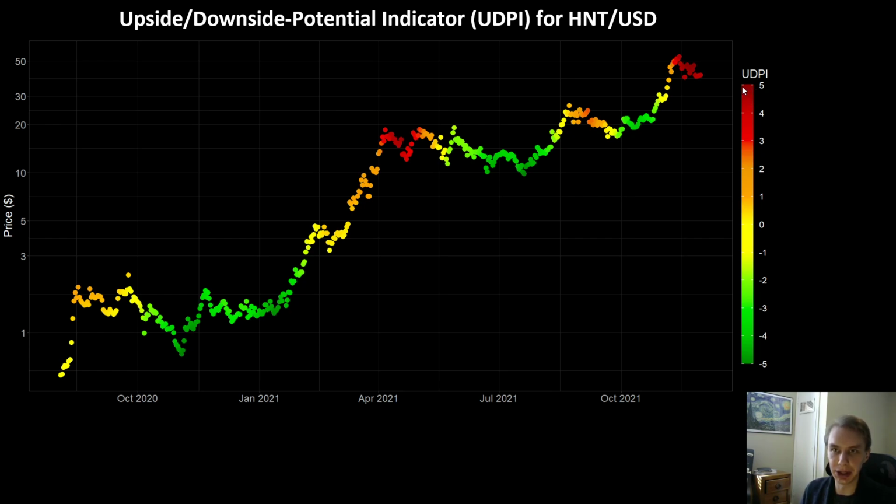A score of 5 means high risk. That's when the upside potential is low, downside potential is high. A score of -5 is low risk. That's when the downside potential is low, upside potential is high.